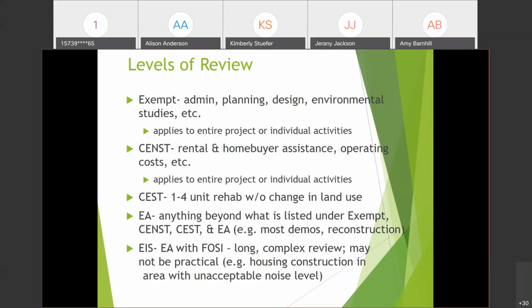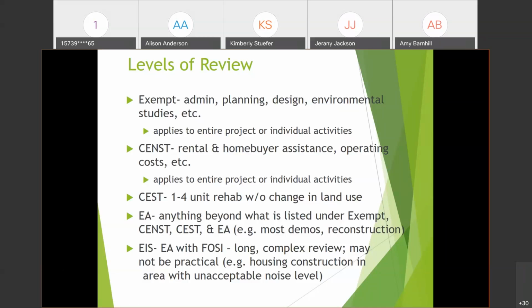The EIS is not something that we really work with in this program, simply because our projects don't reach that level. You would do an EIS if the environmental assessment says there's a finding of significant impact. And so then you would have to jump up to the EIS. And I've only seen an EIS one time, and that was when they rebuilt the hospital in Joplin after the tornado. And that was a really big project. So probably not going to see that here.